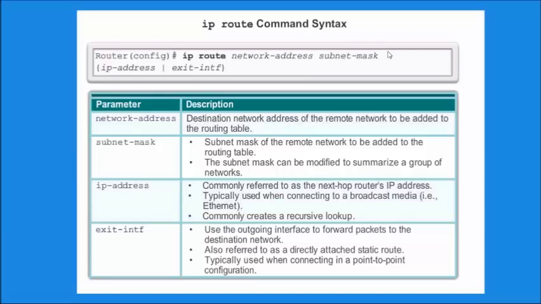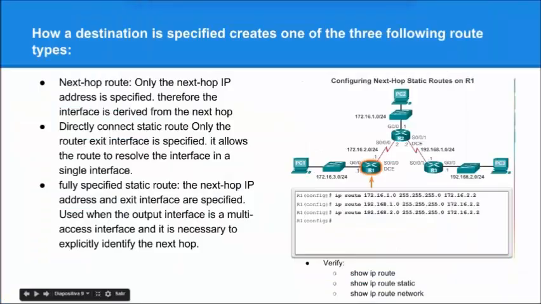Some commands to configure IP static routing. IP route is followed by four parameters: network address or destination network address, subnet mask, IP address or exit interface. However, there are more parameters to this command. They are not relevant for this chapter.